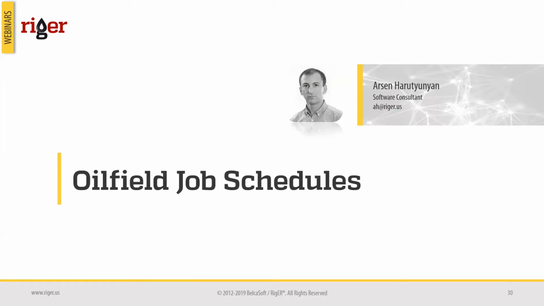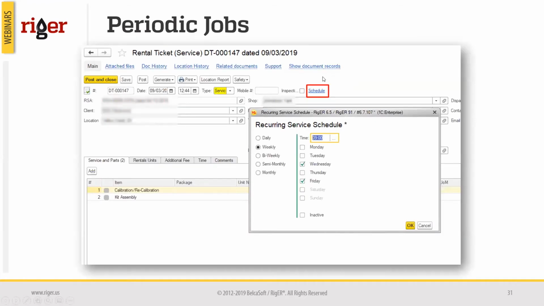So to accommodate this feature in the RigER system, we have implemented a scheduling mechanism that will allow us to run different types of schedules on different types of rental tickets and field tickets. So let's speak first about the periodic jobs and the scheduling of those.